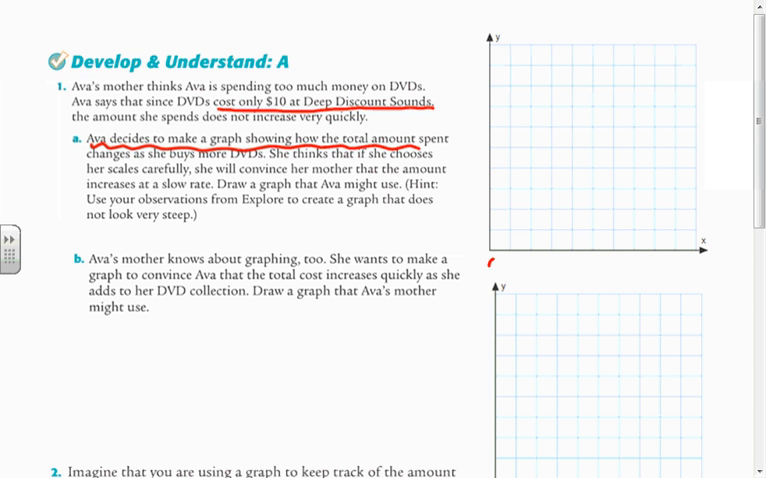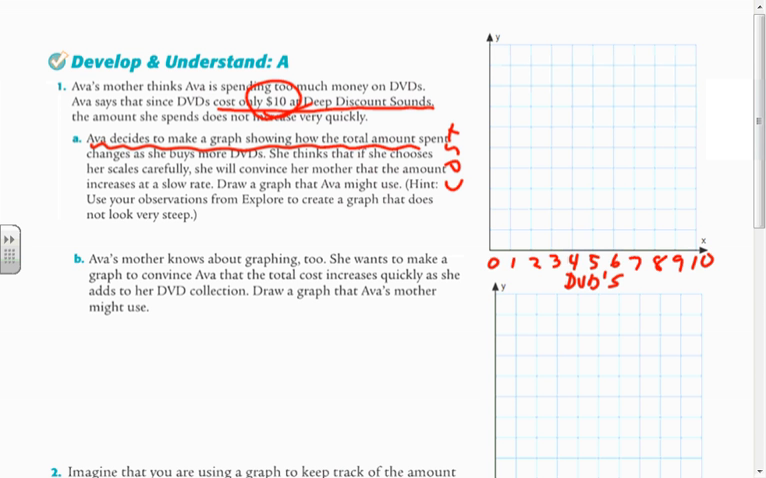So in this case, I'm just going to let my x-axis go up by 1. This means the number of DVDs just goes up by 1. And then on the other axis, it's going to be the cost of those DVDs. And we know that that goes up by 10. But I don't want this to show that it's going up very fast. So I want to think about it.